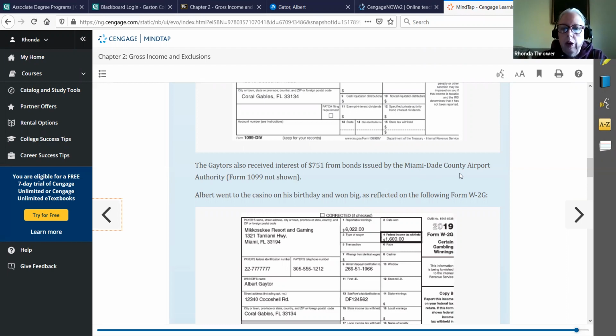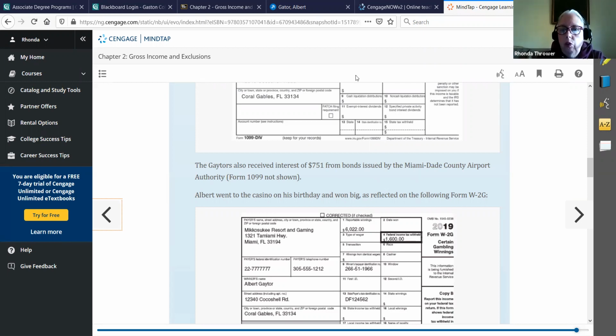And so what you have to figure out is whether this bond interest is taxable or whether it's exempt from taxes. And the way you do that is you look to see who the bond was issued by. In this case, it's Miami-Dade County. That would be a local type of authority, and the bond is tax exempt. If it's a state bond, it's tax exempt. If it's a federal bond, you have to pay taxes on it.